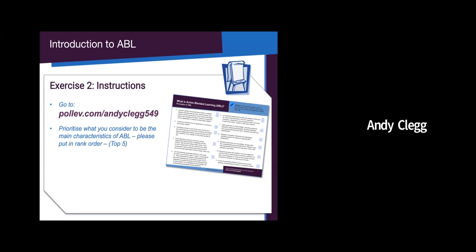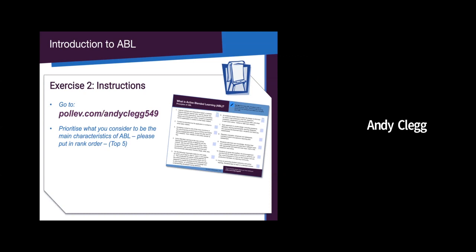Right. So what you'll see on your screen is a list of attributes of what active blended learning is, and they're not in any particular order. This actually comes from some work that Ali did at Northampton about setting out a context for what ABL is and is not.